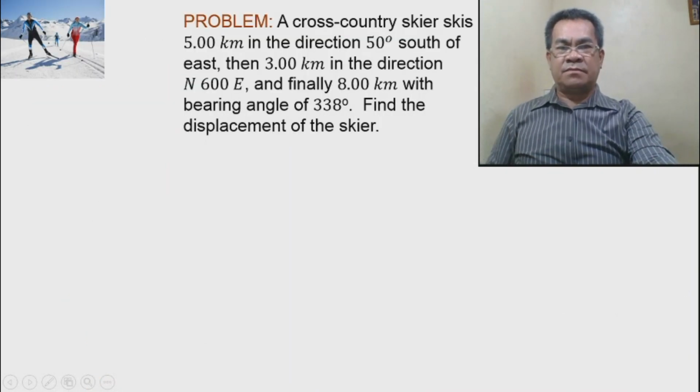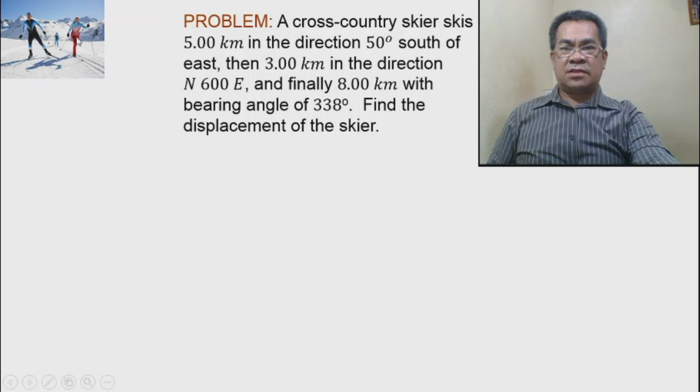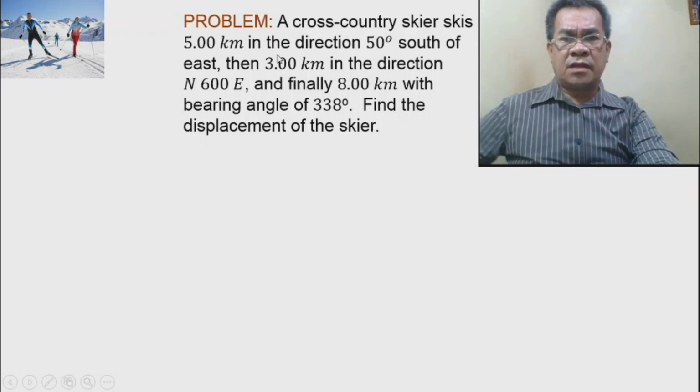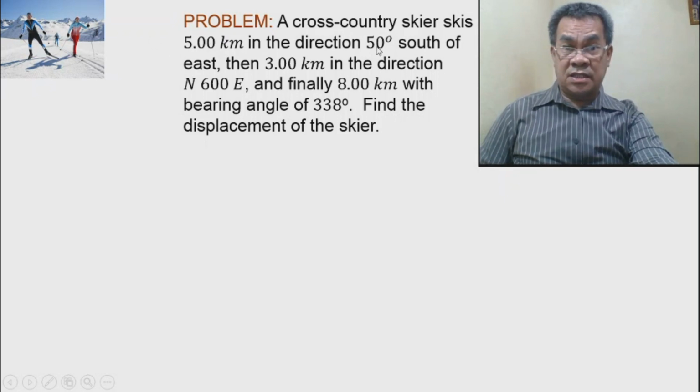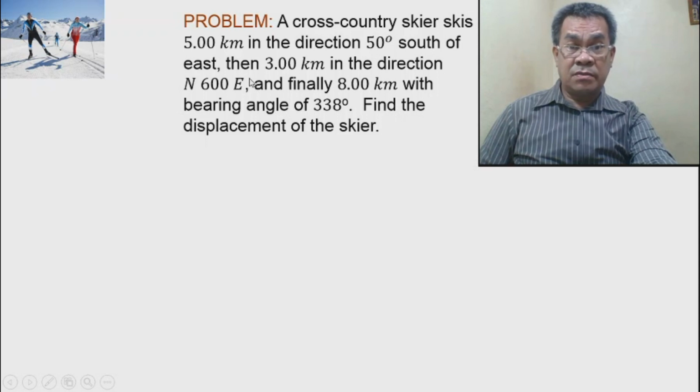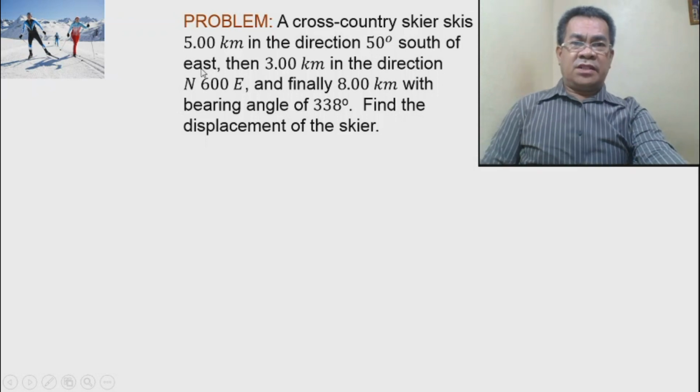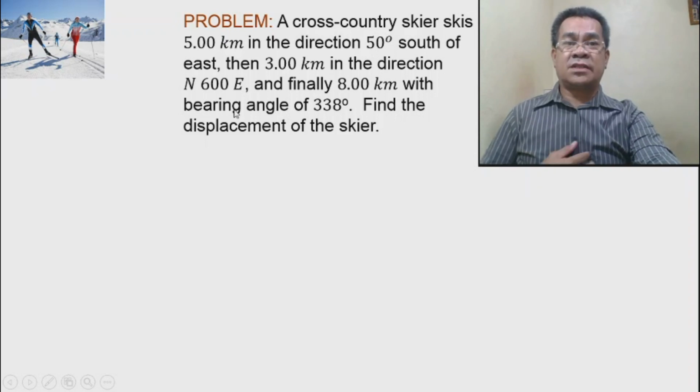Suppose we have a worded problem. The problem says we have cross-country skiers who travel 5 kilometers in the direction of 50 degrees south of east. So these are the skiers. Take note that the first displacement of the travel is 5 kilometers in length, and this is the direction, 50 degrees south of east. What is south of east? South of east means this is the southern part of east.